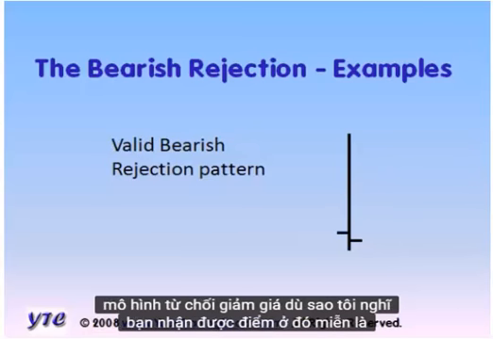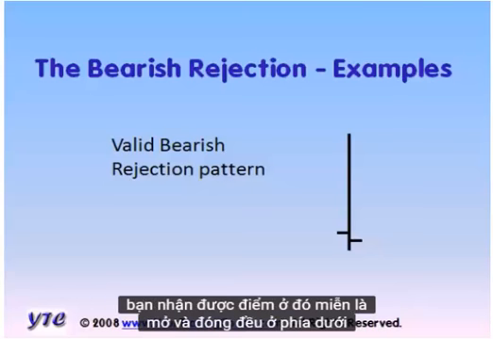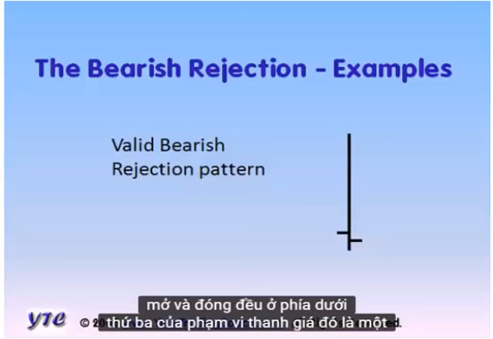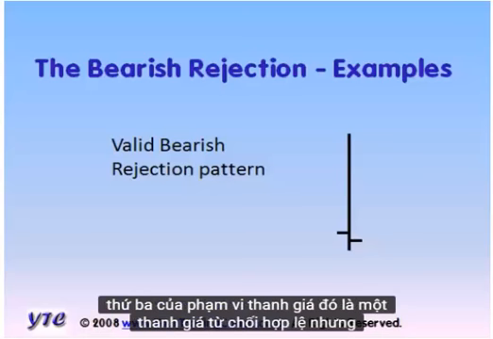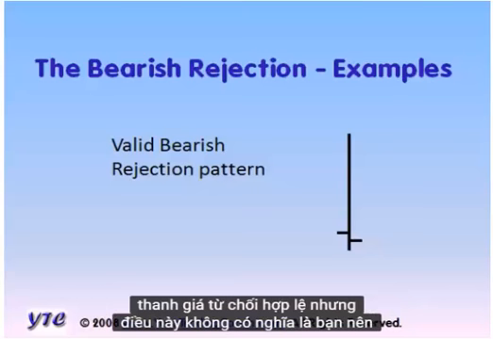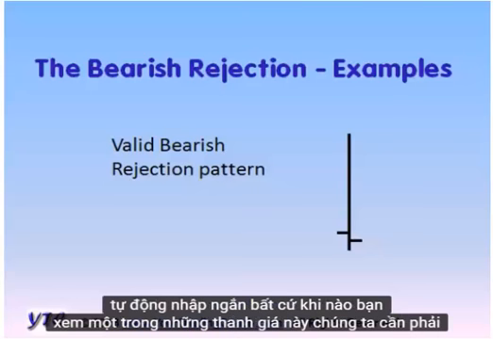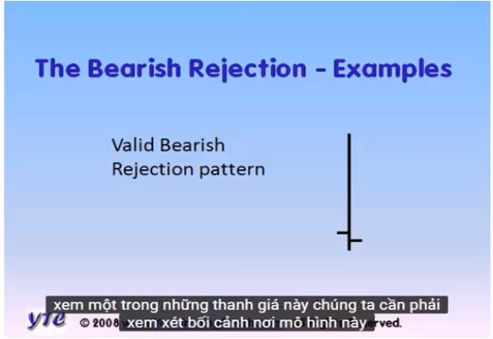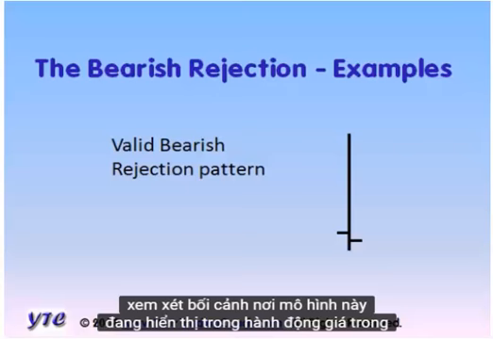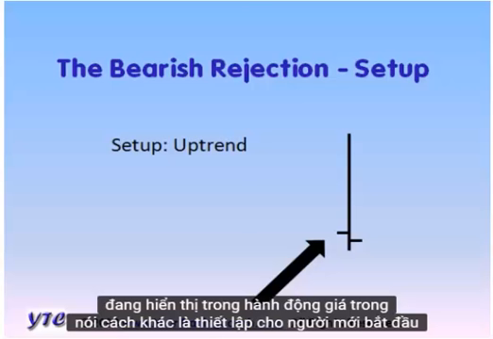Anyway, I think you get the point there. As long as the open and close are both in the lower third of the price bar range, it's a valid bearish rejection price bar. But this doesn't mean you should automatically enter short whenever you see one of these price bars. We need to consider the context of where this pattern is displaying within the price action. In other words, the setup.